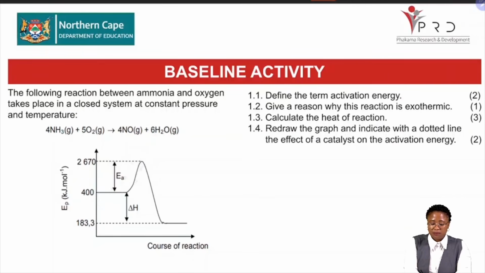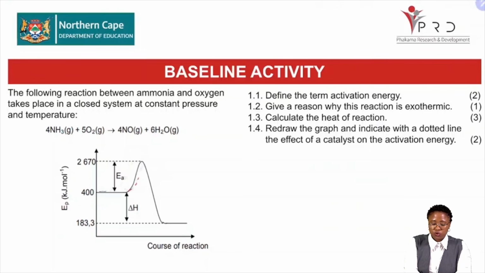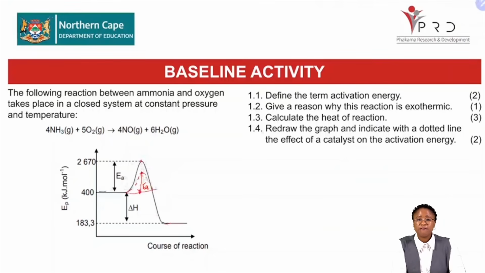You still have the same graph, but you are going to include your dotted lines over there, and then they will still show you the effect of what? Of a catalyst. Remember, when you add a catalyst, what it does is it lowers your activation energy. So as you can see, the activation energy is lowered from over there to here. Remember that the effect of the catalyst is just to lower the activation energy, and by lowering the activation energy, the rate of reaction will be what? Will be faster.